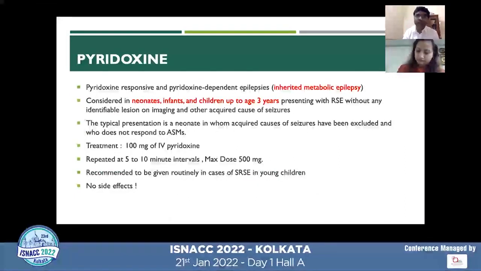Now, this is one of the important drugs in inherited metabolic epilepsy, that is, the pyridoxine-responsive and pyridoxine-dependent epilepsies, which are considered in neonates and children less than 3 years of age who present with refractory status epilepticus without any identifiable lesion on imaging. It is recommended to use this drug routinely in all cases of super refractory status epilepticus in young children, because definitely there are no side effects.